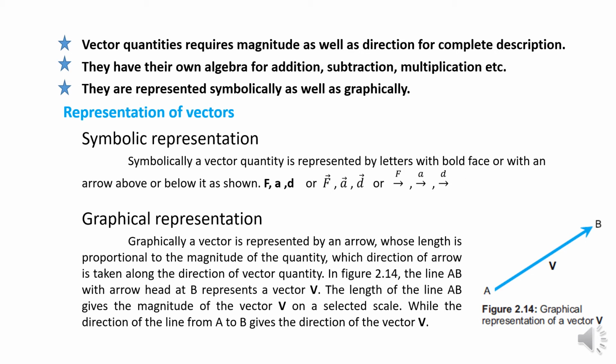Here in this example, a vector quantity v is represented by an arrow. The length of this arrow represents the magnitude of this vector v, and the arrowhead represents the direction of the vector v. As an example, represent a force of 80 Newton acting north of east.